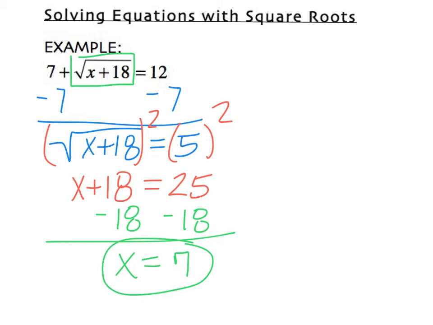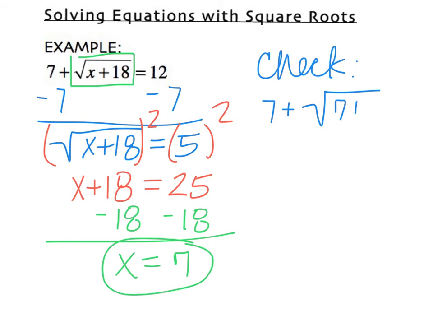Just to be safe and be careful, I'm going to check that answer by substituting 7 back into the equation. So the original equation, this is just my check over here. My original equation was 7 plus the square root of x plus 18. So I'm going to do 7 plus 18, and that's supposed to be equal to 12. So we'll just check and see if that works.